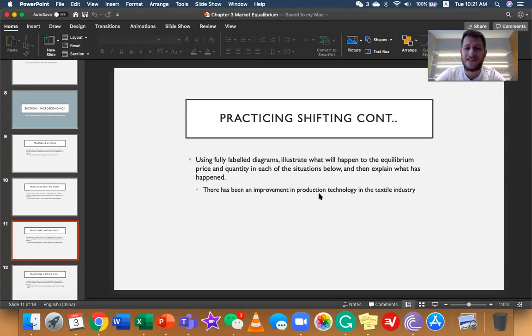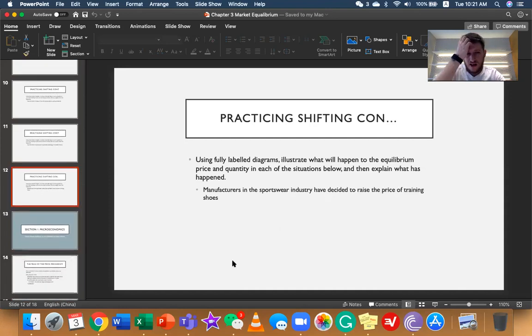There's been an improvement in the production technology in textile industries. So again, non-price determinant of supply. You've been able to produce more, so the supply line is going to be shifting to the right because quantity supplied is going to go up, and because you've become more efficient, cost in theory will go down, and that's going to be a rightward shift.